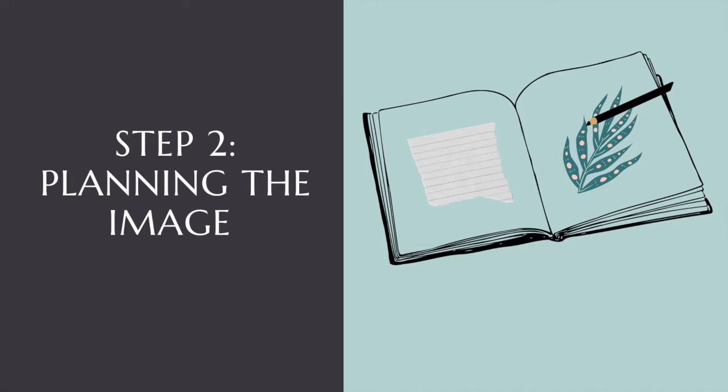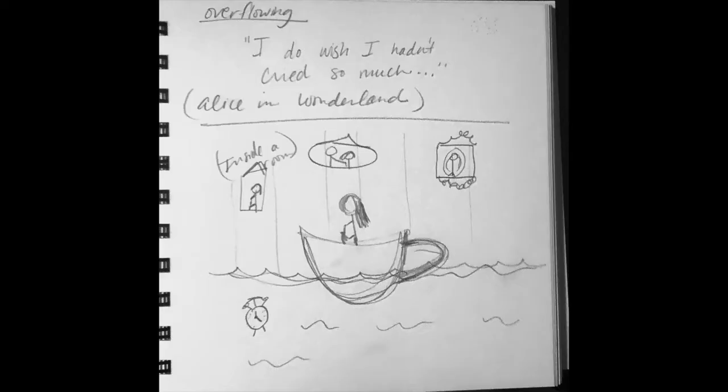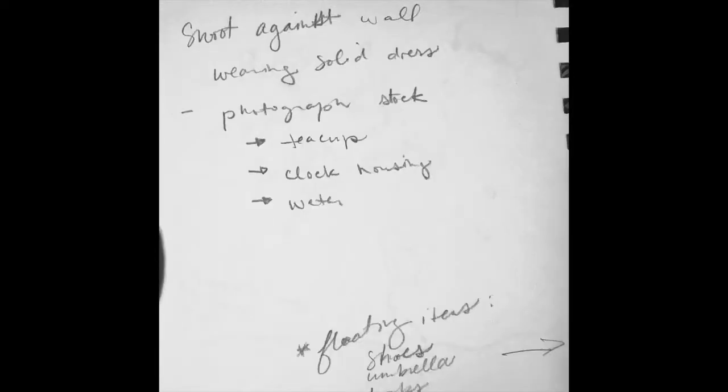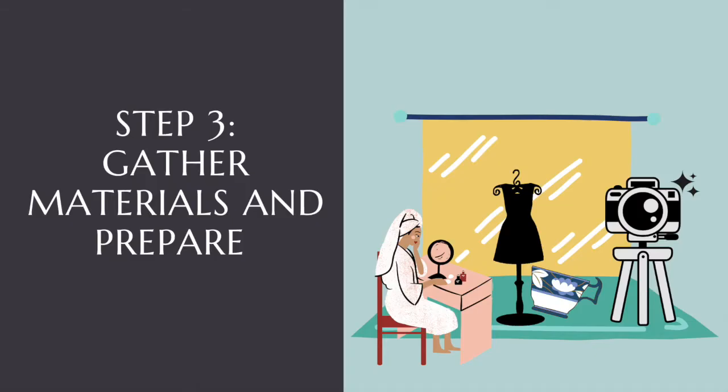Then it's time to plan. Bust out the sketchbook, do a word dump, do a sketch, get your ideas, write down everything that you need, and then we are on to step 3, where we gather our materials and we prepare.